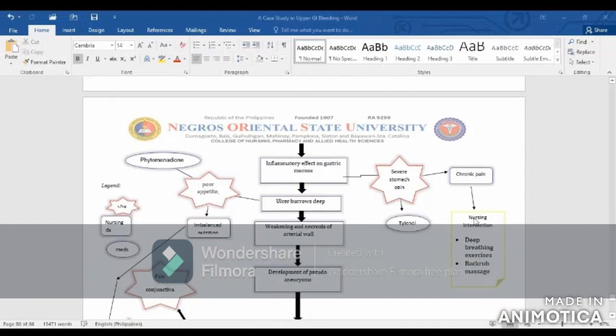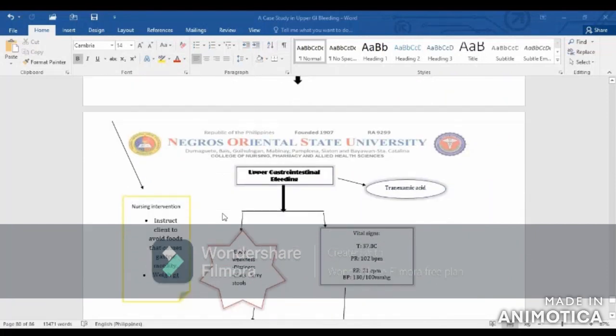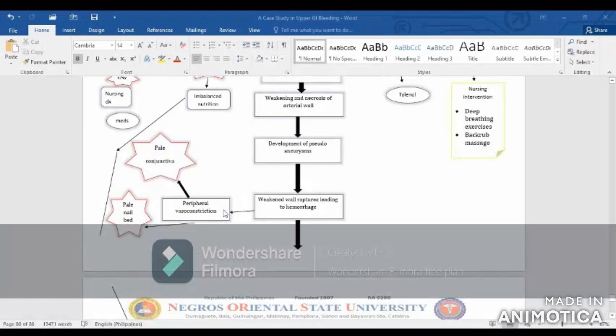Nursing intervention, deep breathing exercises, and back rub massage. Inflammatory effect of gastric mucosa could lead to ulcer, and that's when a patient will experience poor appetite, and vitamin K is given. And for the nursing diagnosis, imbalanced nutrition, and the nursing intervention is instruct the client to avoid foods that cause gastric motility, and then weigh the patient.